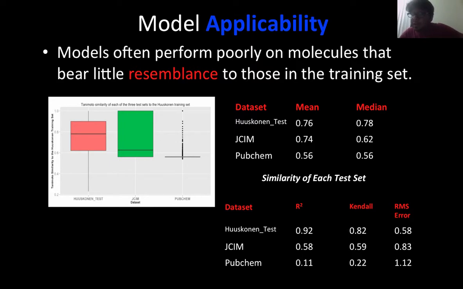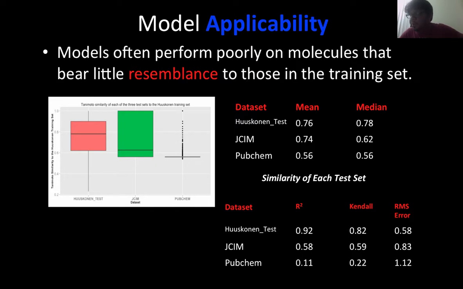Also, taking the JCIM, it is less similar to the training set. The median is like 0.62 and the mean is 0.74. The box plot and the higher mean indicate that there are a number of compounds in this set that are similar to the training set. The absence of whiskers in the box plot indicates that the similarities are more narrowly distributed. So we would expect a moderate performance from this data set.